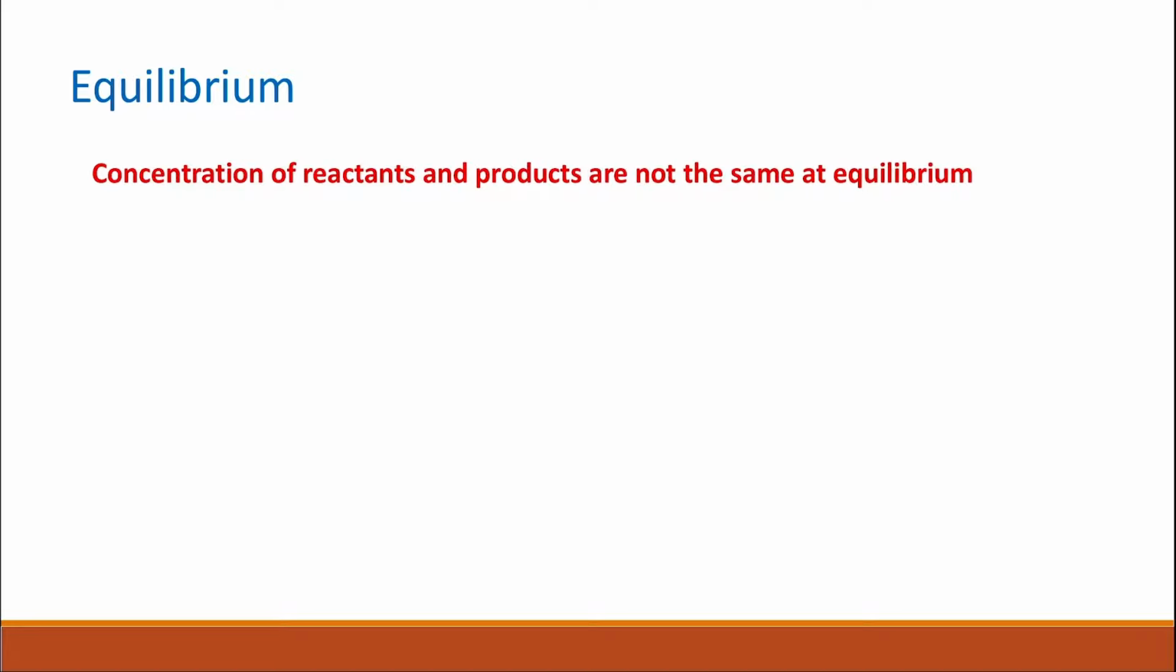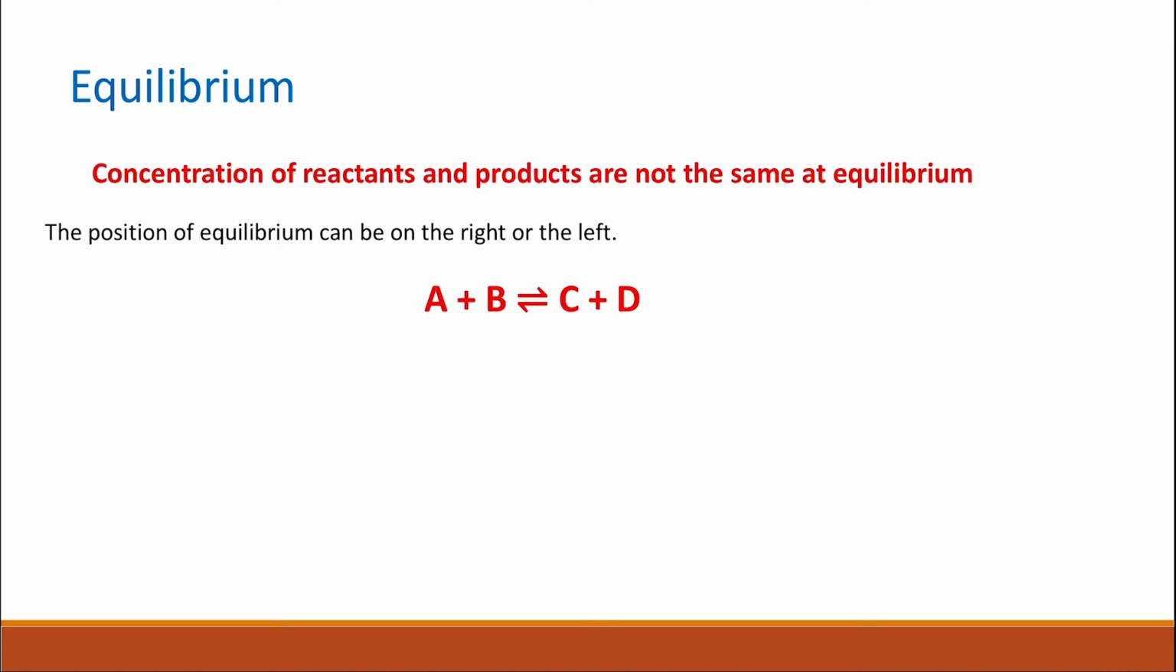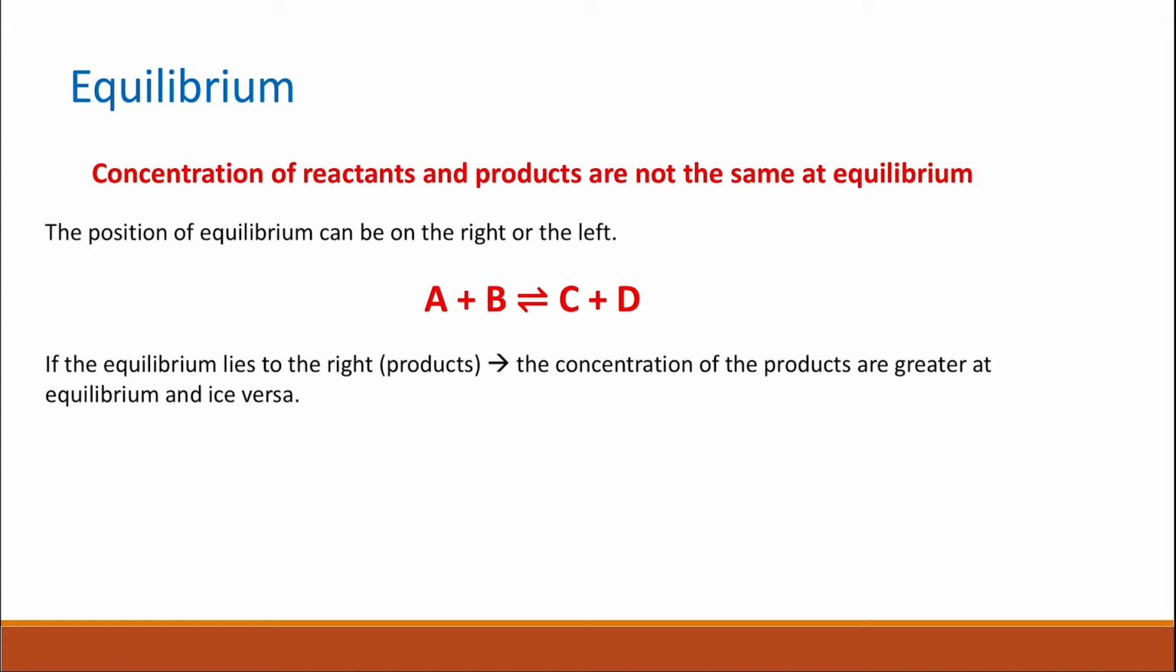The concentrations, as we said, of reactants and products are not the same at equilibrium. They will remain constant, but they will not be the same. So the position of equilibrium can be either to the right or to the left. When we call the equilibrium position to be to the right, that means more products are produced, or the concentration of the products is higher than the concentration of the reactants. And if the equilibrium is to the left, that means at equilibrium, the concentration of the reactants is higher than the concentration of the products.